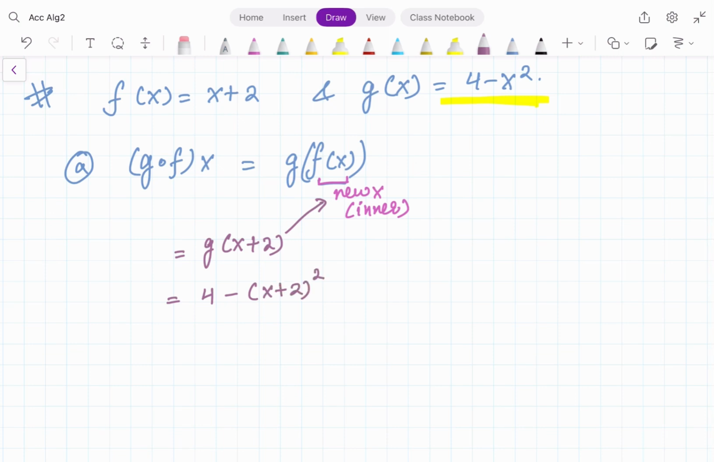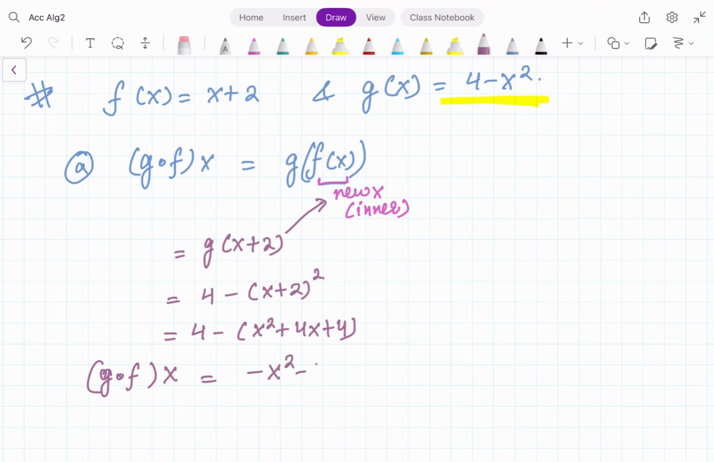Apply the a plus b whole squared property for x plus 2 whole squared, and you will get 4 minus, in the parentheses, x squared plus 4x plus 4. Combine the like terms and you will get negative x squared minus 4x.